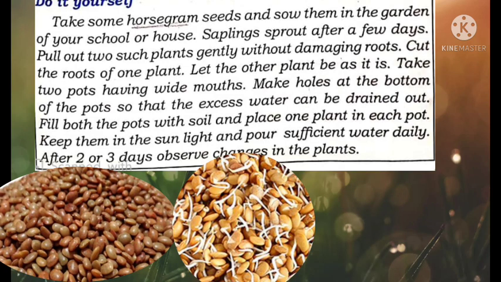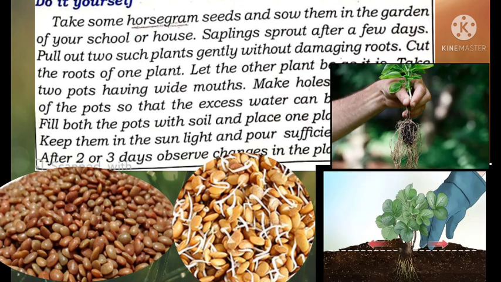Okay. Like this, two more activities are given. See here, take some horse gram seeds and sow them in the garden of your house. Saplings sprout after a few days. Pull out two such plants gently without damaging the roots. Cut the roots of one plant. Let the other plant be as it is.